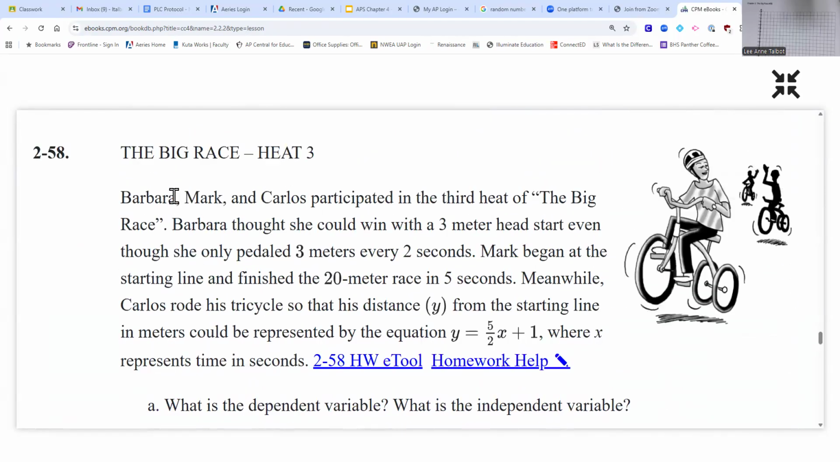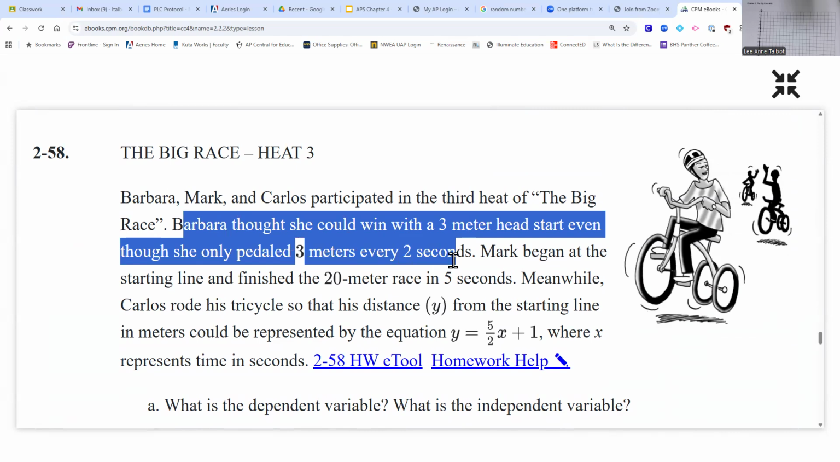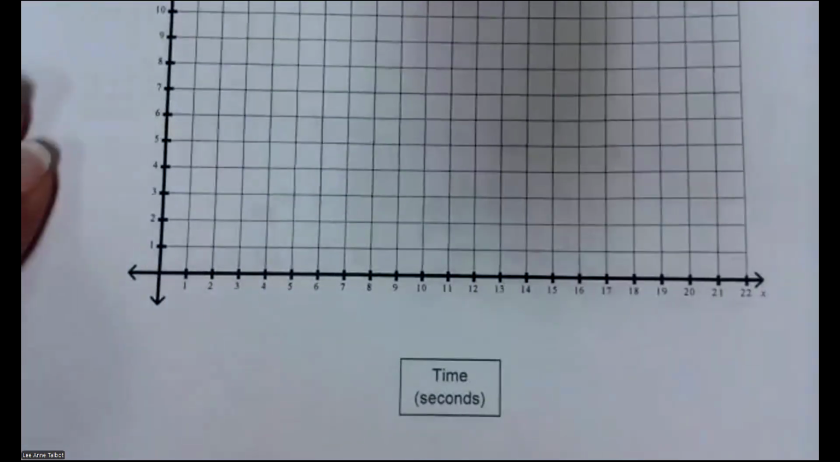Okay. Barbara, Mark, and Carlos participated in the third heat of the big race. Barbara thought she could win with a 3-meter head start, even though she pedaled only 3 meters every 2 seconds. Okay, let's start with Barbara. She got a 3-meter head start and pedaled 3 meters every 2 seconds.